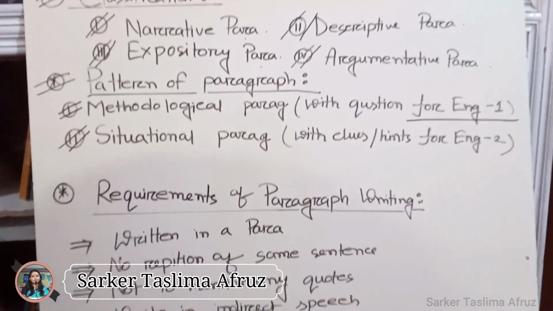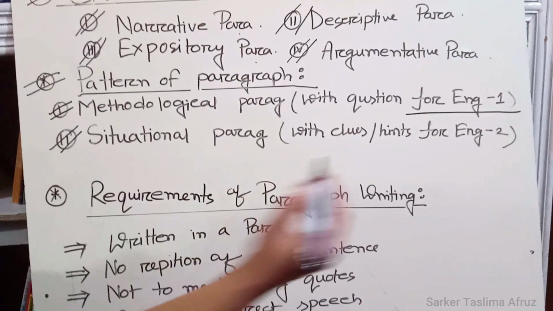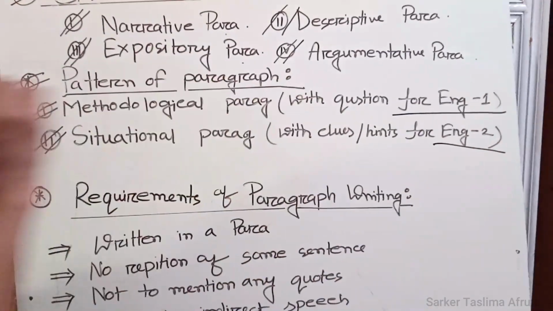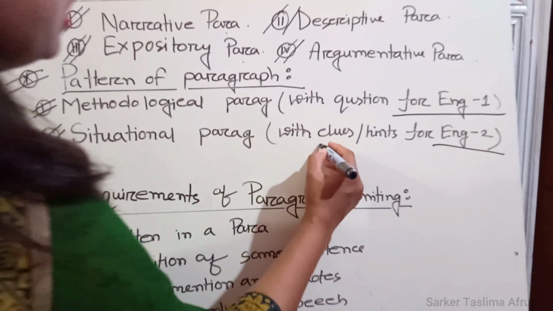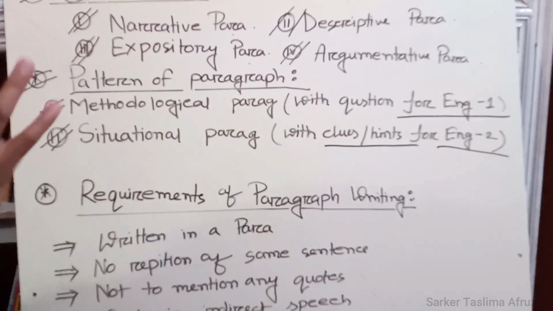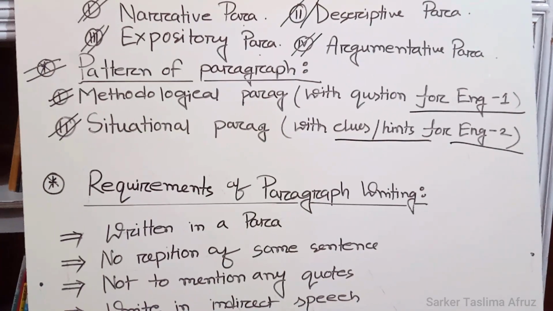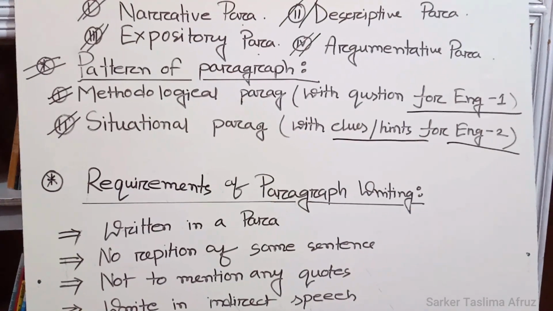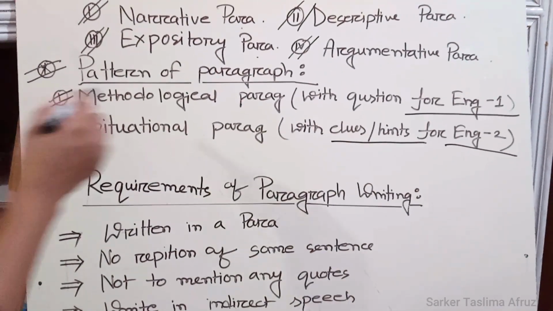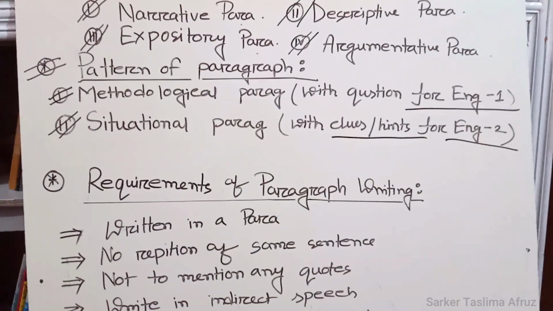Next comes situational paragraph. This paragraph is very common for English second paper, and in this paragraph there will be no questions, but there will be clues or hints, and you have to write your paragraph by following the clues and hints. So dear students, I hope you understood the two things. One is methodological paragraph and the next one is situational paragraph.